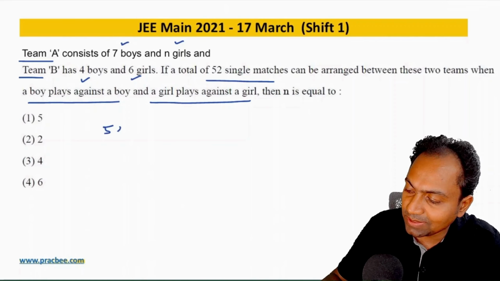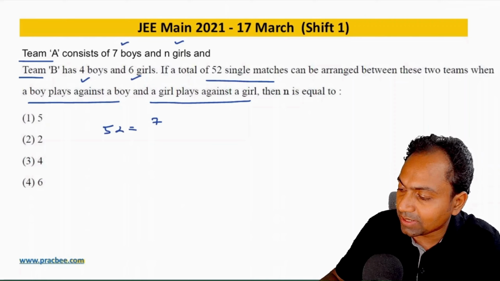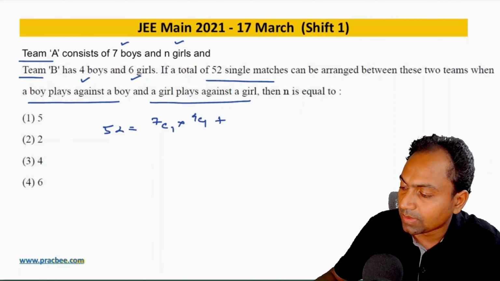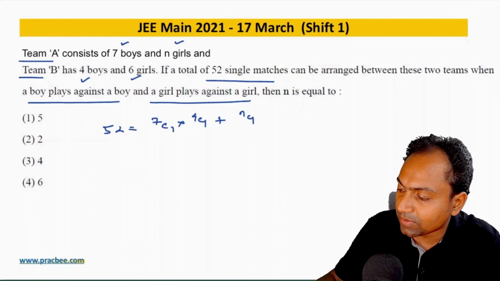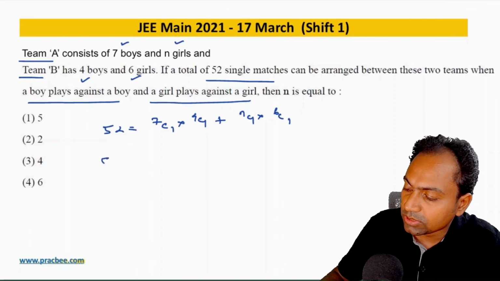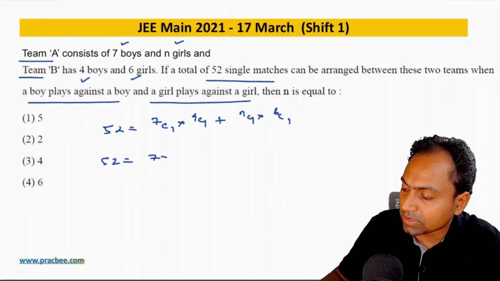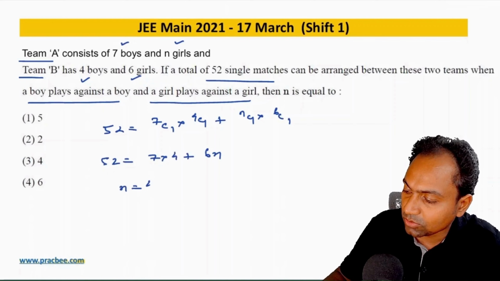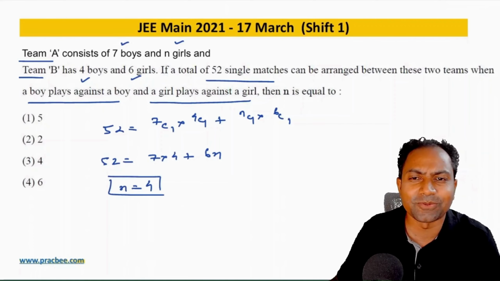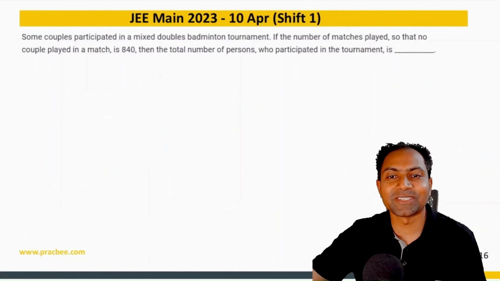So now we can say that 52 will be equal to, if I take 1 boy from team 1 and 1 boy from team 2, plus if I take 1 girl from team 1 and 1 girl from team 2. So this becomes 52 is equal to 7 into 4 plus 6n. And if you solve this, n comes out to be 4. Extremely simple question. Now let us look into this next question.